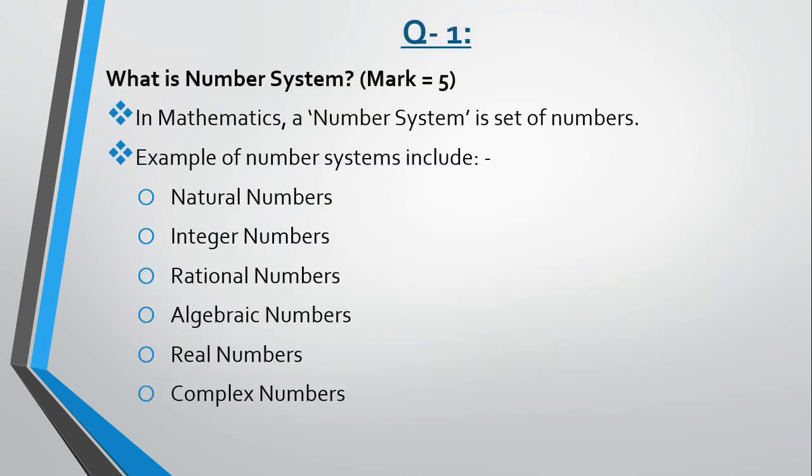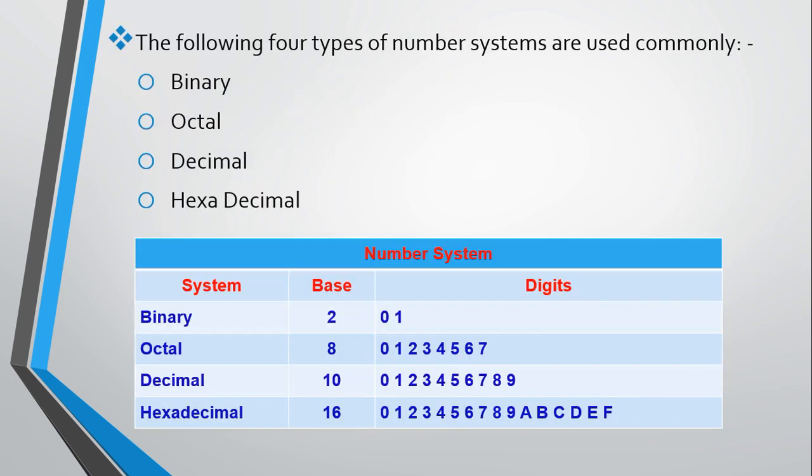Number system is nothing but a set of numbers. Numbers may be in the form of natural numbers, integers, irrational, algebraic, real, or complex. These are all different types of number systems. Now, the 4 basic common types of number system are binary, octal, decimal, and hexadecimal. Binary has 2 as a base, octal has 8 as a base, decimal has 10 as a base, and hexadecimal has 16 as a base.